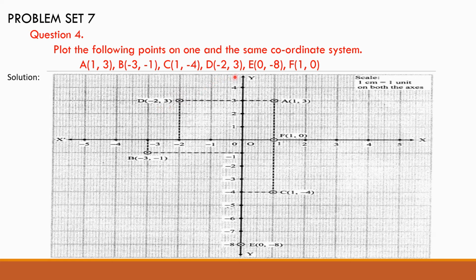And E(0, -8). Its x coordinate is 0, which means the point lies on the y-axis, and the y coordinate is negative. Therefore the point lies on the y-axis, and -8 means below 0. This is the point E(0, -8). And F(1, 0): the y coordinate is 0, therefore the point lies on the x-axis. This is the point F(1, 0).